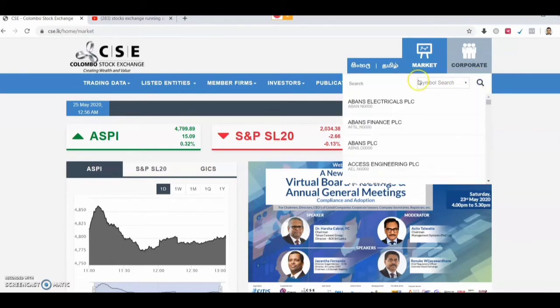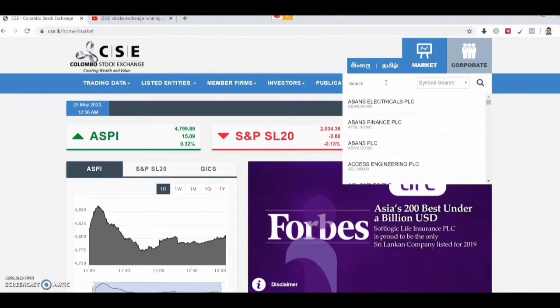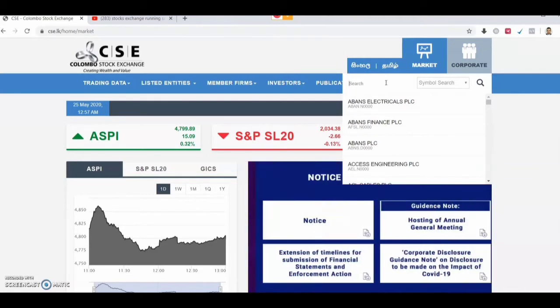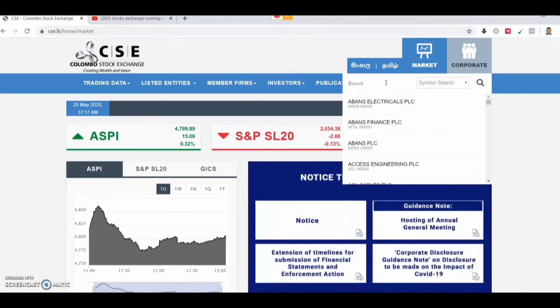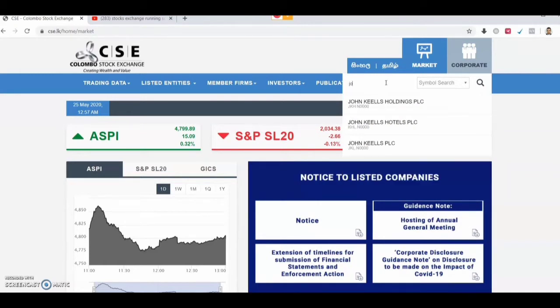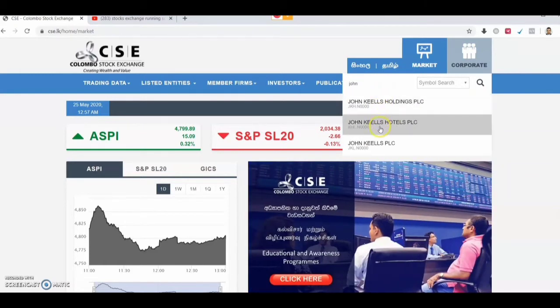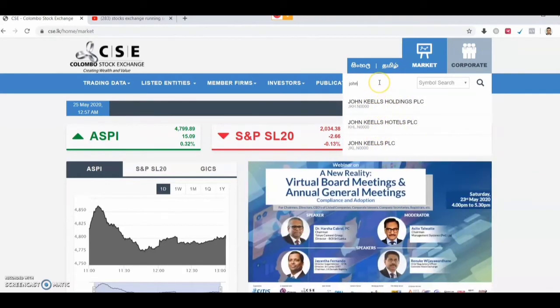In this search, you have two options. If you want to find a company, you can type the company name. For example, I'll take John Keells, because John Keells is a group of companies. If you want to see which companies are listed under that particular group, just type the company name and you will find all the details here. So there are 3 companies listed on the stock exchange under the John Keells group of companies.